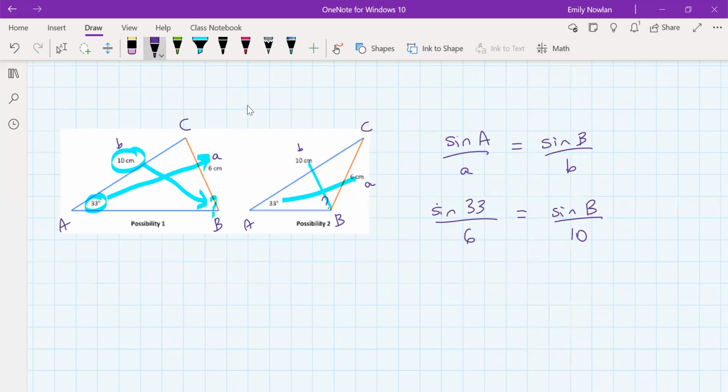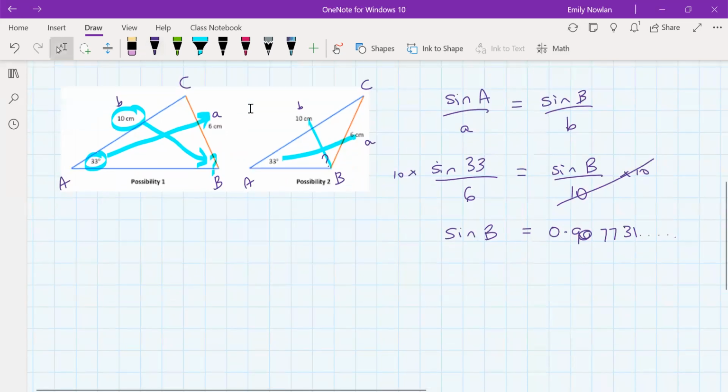Now, I want to get sine B by itself, so I need to multiply both sides by 10. So I've got sine of B is equal to 10 times sine of 33 divided by 6. Put it into your calculator. I get 0.907731, etc. Keep that in your calculator.